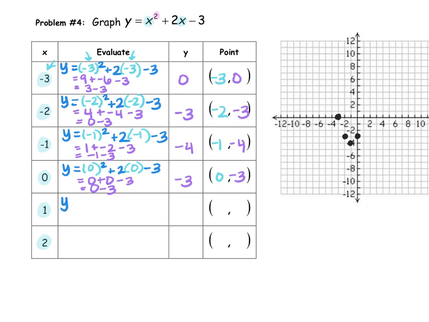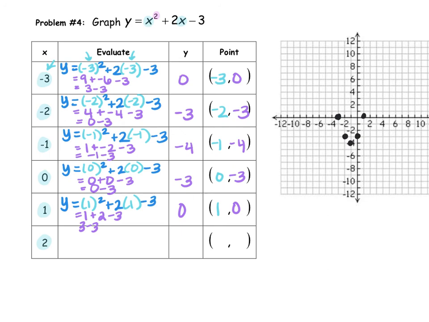When we plug in 1 for x, y equals 1 squared plus 2 times 1 minus 3. 1 squared is 1. 2 times 1 is 2, minus 3. 1 plus 2 is 3, and 3 minus 3 is 0. So when we plugged in 1 for x, we got 0 for y. And when we plot that, that is right here.